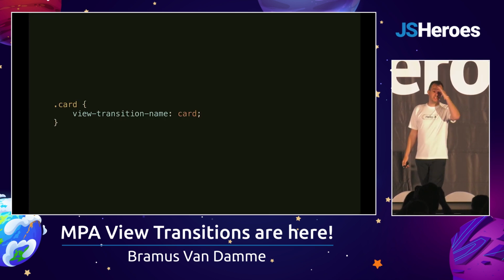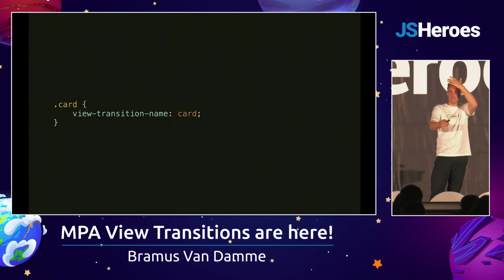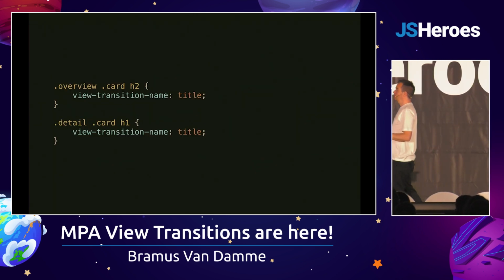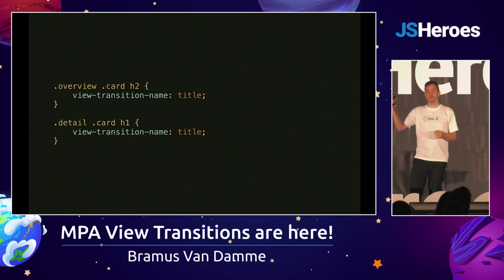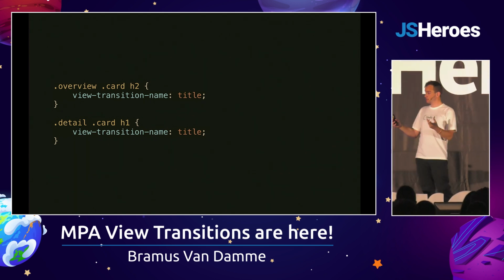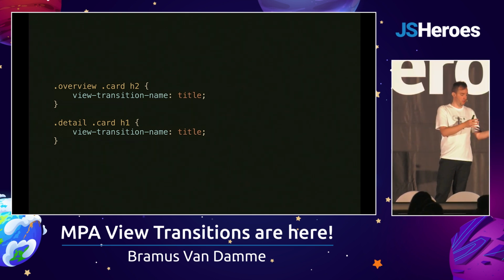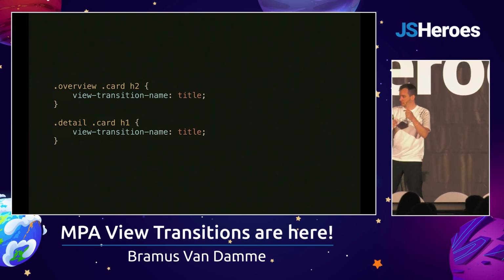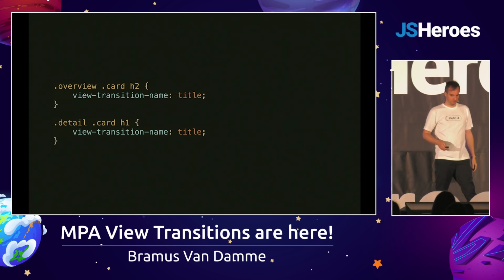So you add the view transition names to there. For example, the card on the old view and on the new view, you get the view transition name card. On the old view, for example, the title, that was the H2. And on the new page, that's the H1. So you can perfectly morph from one element to another. Like if you want, you can morph a button to an image and an image to a piece of text, because it's all snapshots. That's why it works.